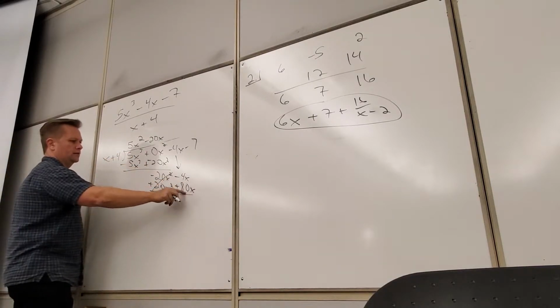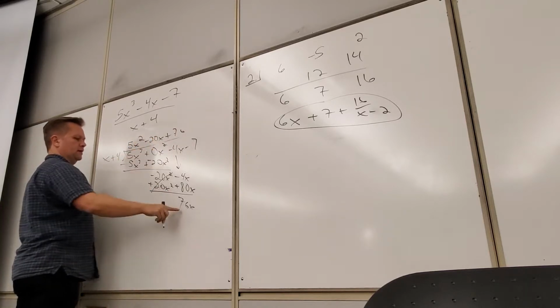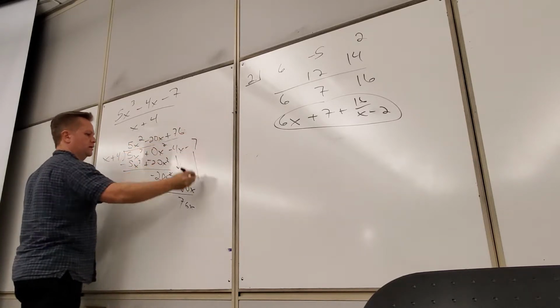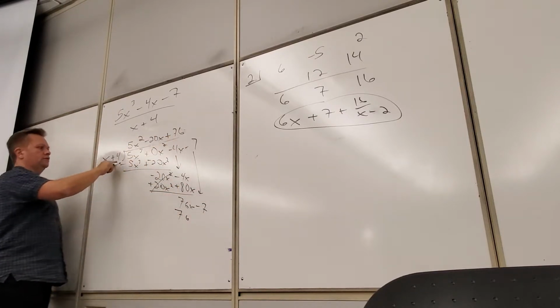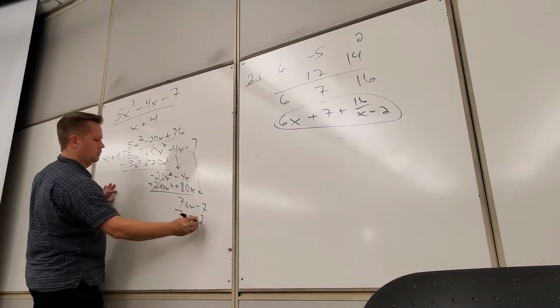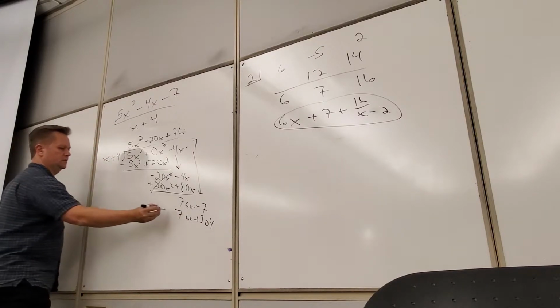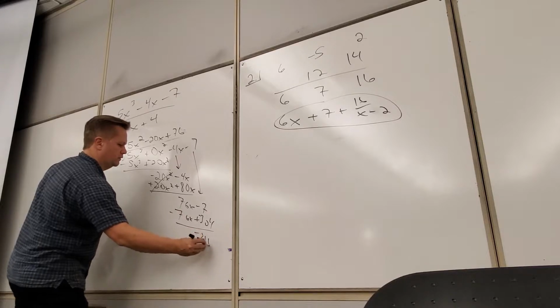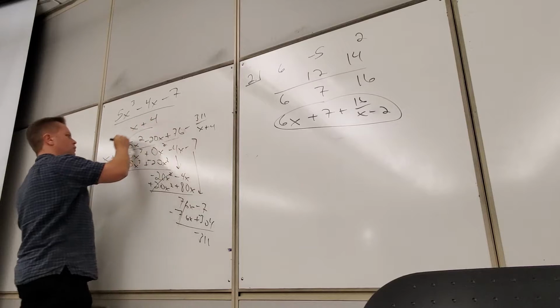Then these go away, that's 76. X times 76 is 76x. Oops, I lost my minus 7. 76x, and what's 76 times 4? 304, right? Okay. And then I jettison signs. Negative 311. Negative 311 over x plus 4.